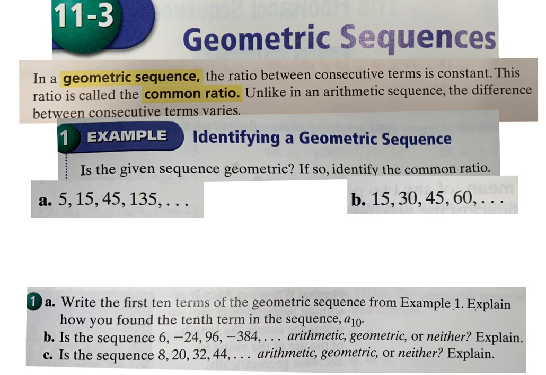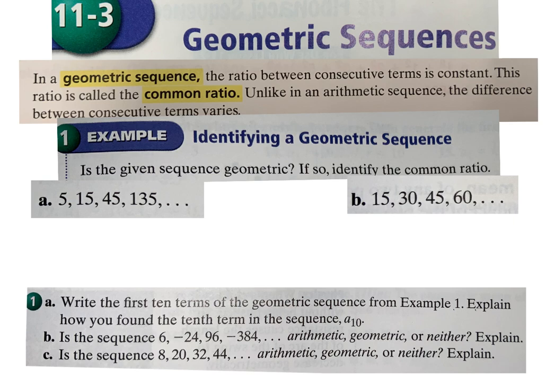This section is all about geometric sequences. In arithmetic sequences, to find how you get from one term to the next, you take the second one and subtract the first one. You get the common difference, and then you can see how you walk from one to the next.